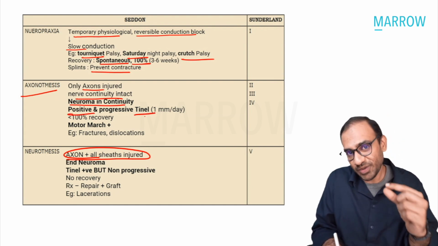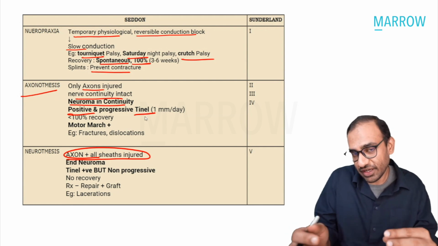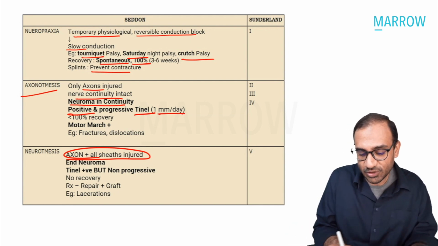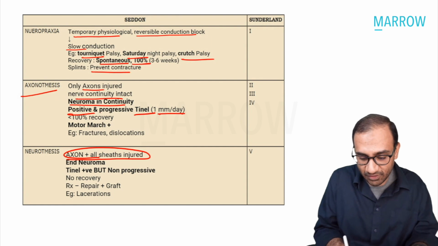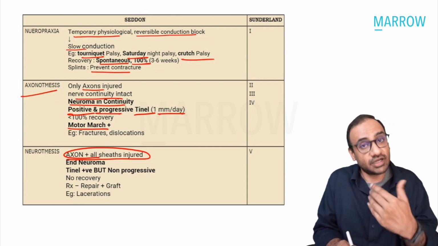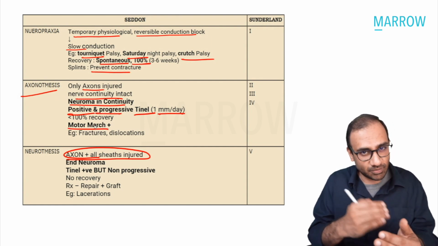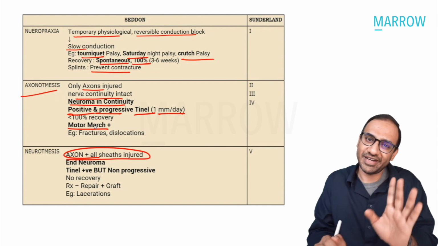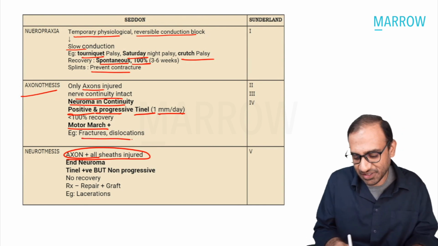And because the neuroma is continuous, it will progressively recover at the rate of 1 millimeter per day. So that positive and progressive Tinel will be there. There is motor march. Recovery will be progressive, gradual from proximal to distal, but never 100%. Okay, examples are fractures and dislocations.